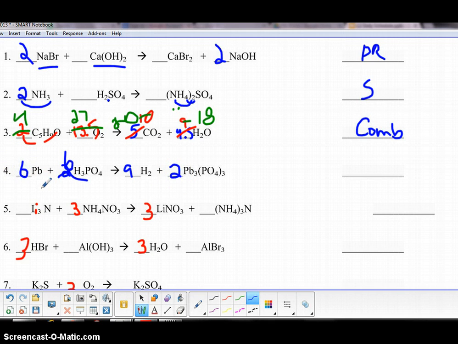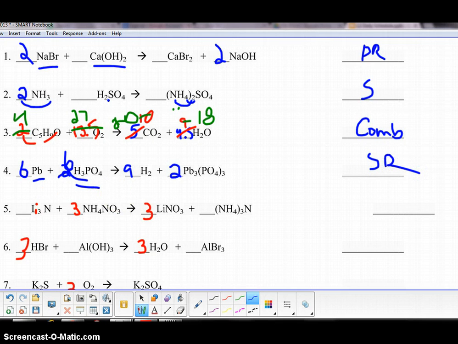So 6692. What kind of reaction is this? I have 4 things. If I have 4 things, then it's either single replacement, double replacement, or combustion. I see an element and an ionic compound, so it has to be a single replacement.